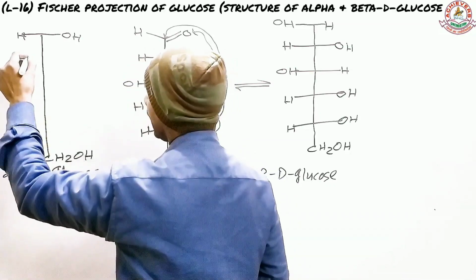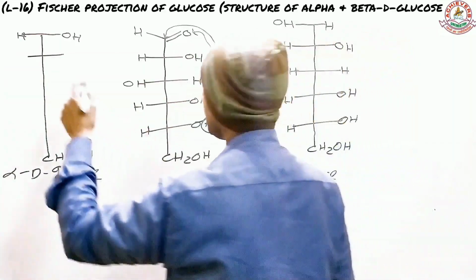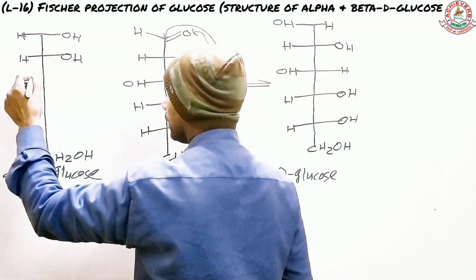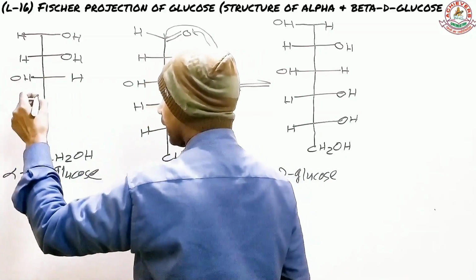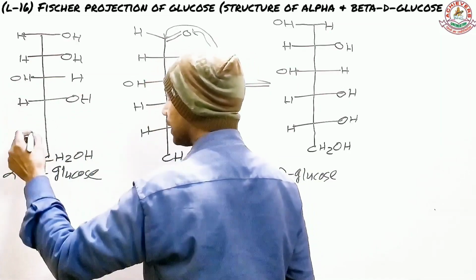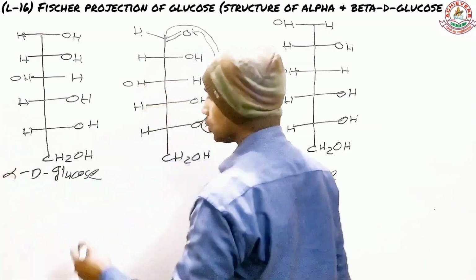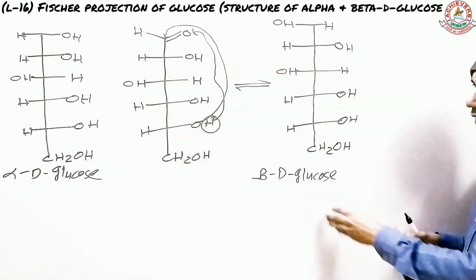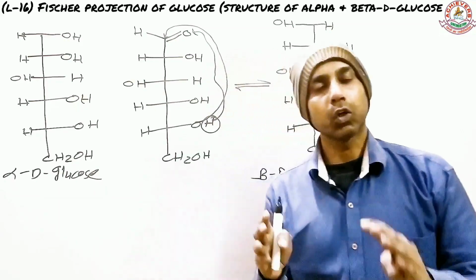Then you have your second one, where nothing is going to change, so all other things remain as usual. So OH, H here. The next one is again H here and OH right there. Then the next one again has OH on the right hand side, H on the left hand side, and the last one also has OH on the right side and H on the left side. So this structure is called alpha D glucose, while this structure is called beta D glucose, and this entire representation is called the Fischer structure of the glucose.